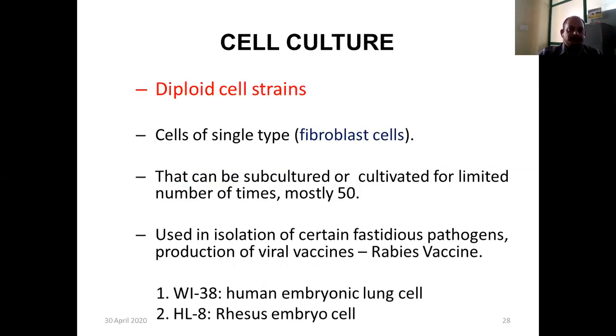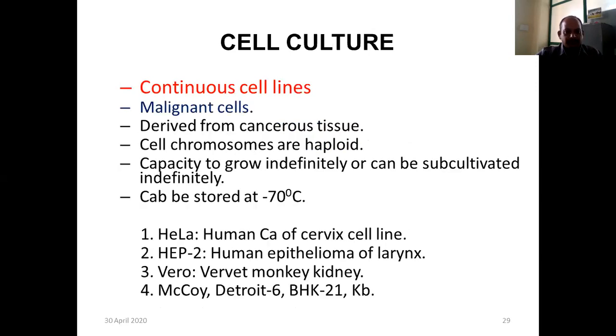Diploid cells are single-type fibroblast cells that can be subcultured or cultivated for a limited number of times, mostly 50, and are used in isolation of certain fastidious pathogens and production of viral vaccines, for example, rabies vaccine. Examples are WI-38 human embryonic lung cell lines, HL-8 and rhesus monkey cell lines.